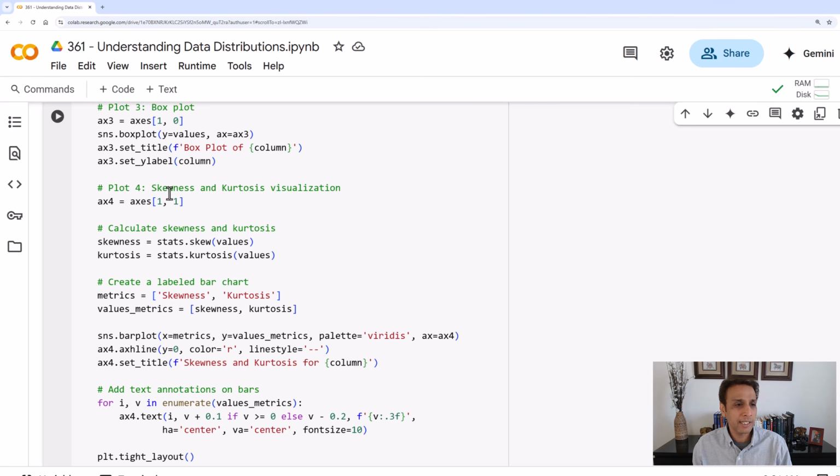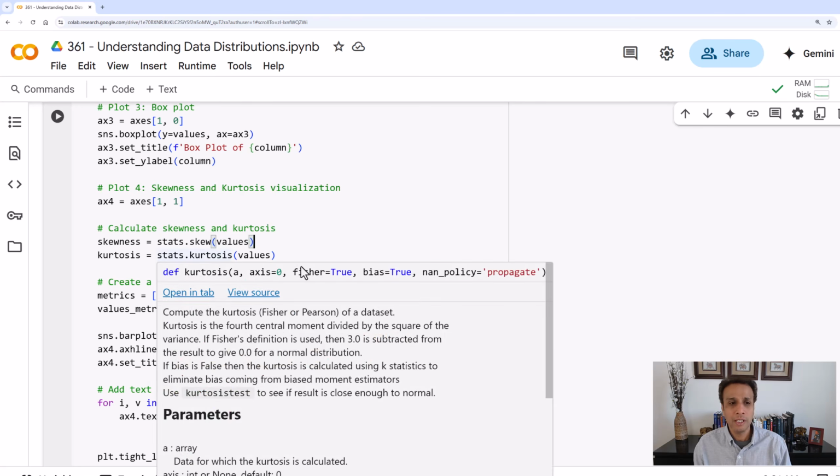The next thing is I am going to plot skewness and kurtosis. These are just bar plots showing the values, which means I need to calculate the values first. So for skewness, remember we imported stats, and within scipy.stats you have a method called skew that you can apply on the values, whatever the values are, alcohol content or whatever you pick, and it gives you the skewness of that specific data.